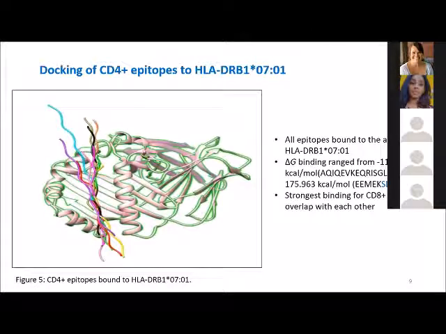Similarly, for CD4, the epitopes bound to HLA. Energy ranged from -110 once again to -175. Interestingly, the strongest binding CD8 and CD4 epitopes are conserved, which is something that will be explored further.